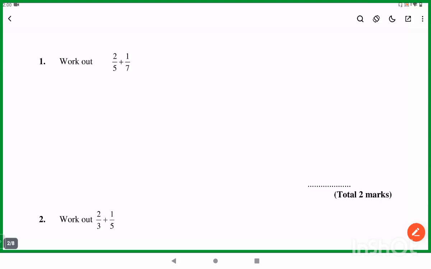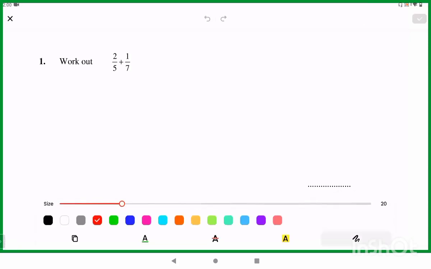Try to understand each and everything attentively. So let's start the first question. As you can see, my first question is 2 upon 5 plus 1 over 7. If I want to solve this particular fraction, this is the addition of 2 unlike fractions.